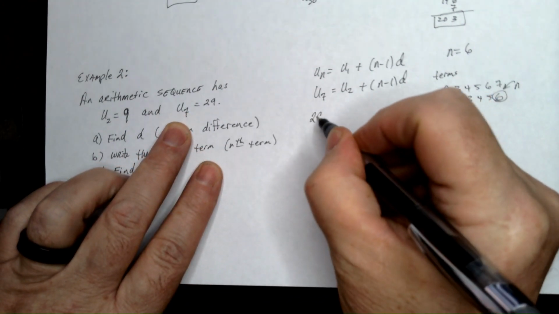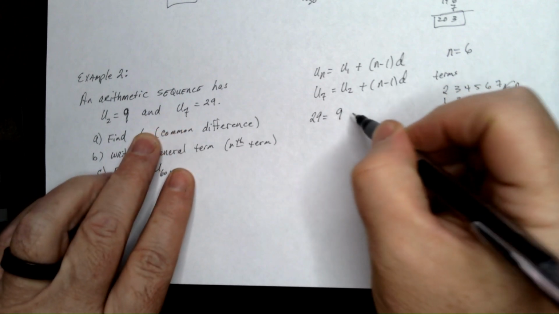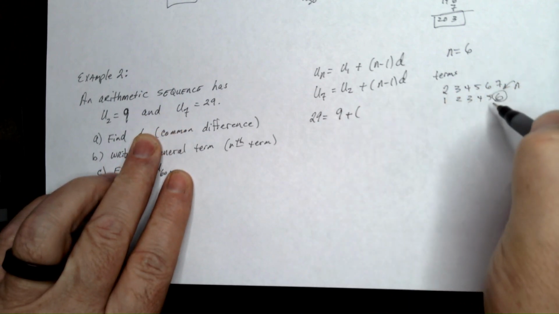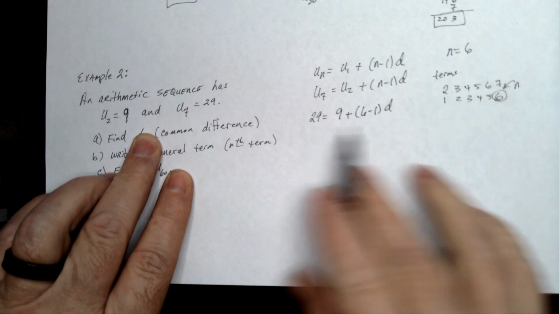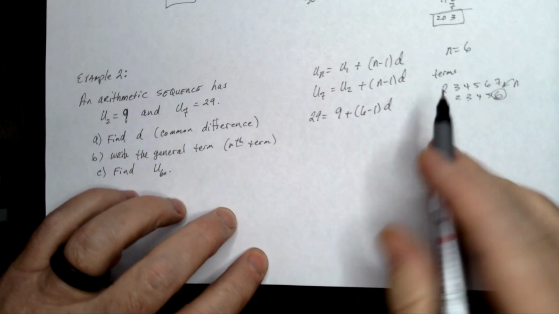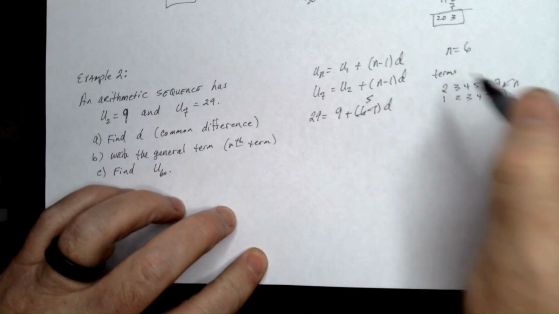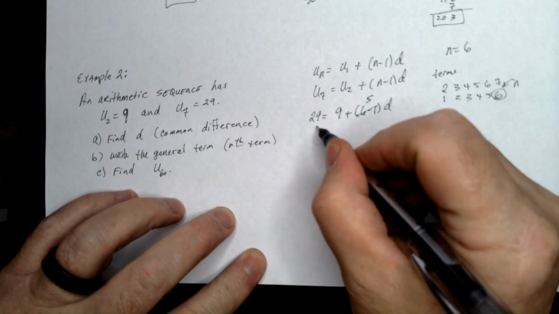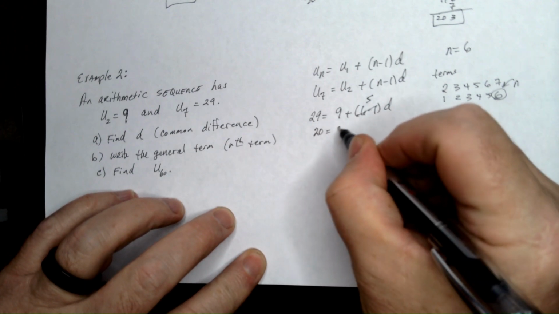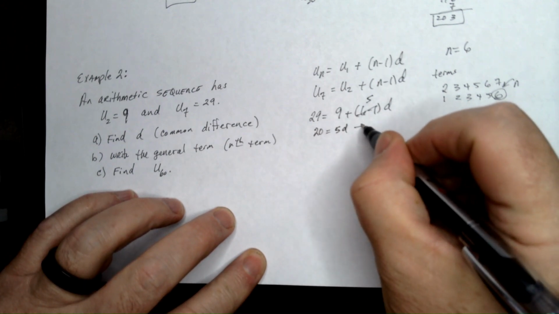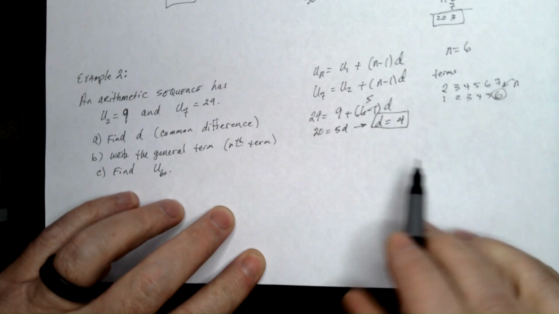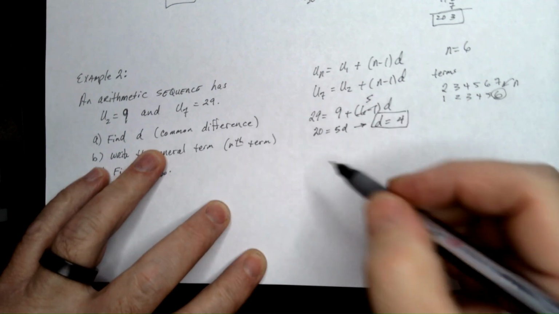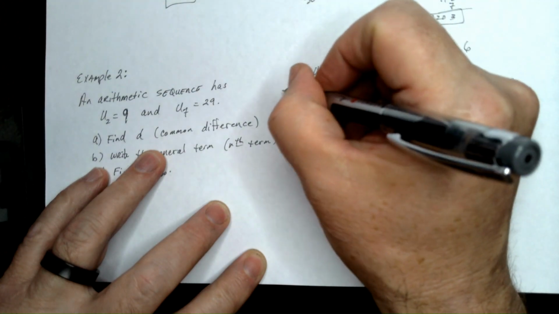I'm going to plug that in. 27 is u sub 2 plus 6 minus 1 times d. So now we have an equation we can solve for d, right? So this is 5, right? So subtracting 9 from both sides, we can see that d equals 4. So now that we know the common difference, we can actually write, this is part A right here.